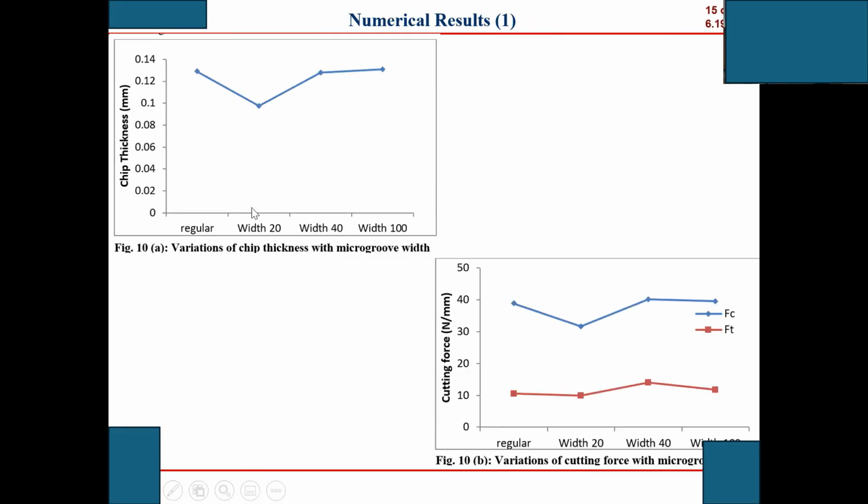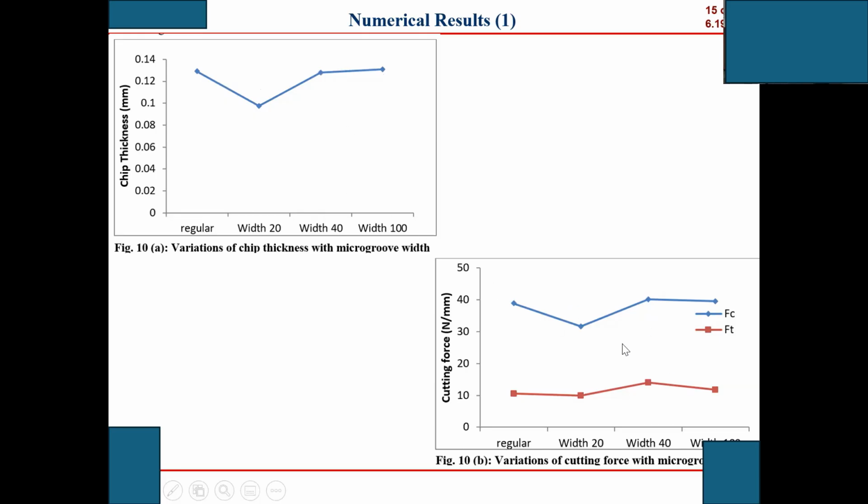And then we look at how the width of the microgroove affects the chip thickness, right? So this is a regular tool. This is a tool that has a microgroove of width 20 micron. This is a width of 40 micron. This is a width of 100 micron. We found that here, for the chip thickness, with the width of 20, we have the lowest chip thickness.